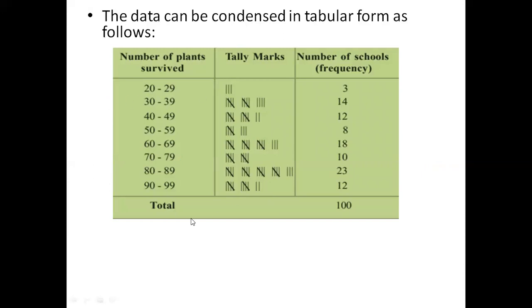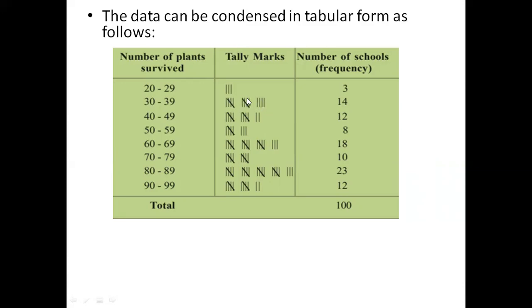So the data is now in a condensed form. Now instead of writing 1, 2, 3, 4, 5, we can use tally marks. So we know that 20 to 29 has come 3 times, so we write 3. 30 to 39, it has come 14 times. So we put 1, 2, 3, 4, and the fifth line we strike. The fifth tally mark is a strike. So this is 5. And again 1, 2, 3, 4, and then we strike. So 10, and 1, 2, 3, 4. That is 4.